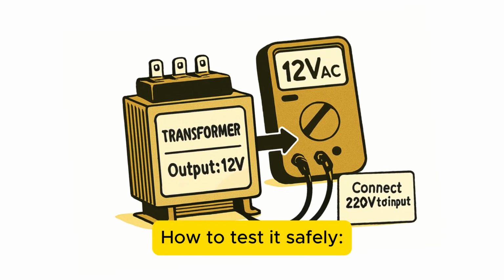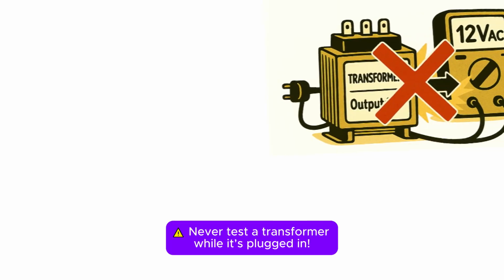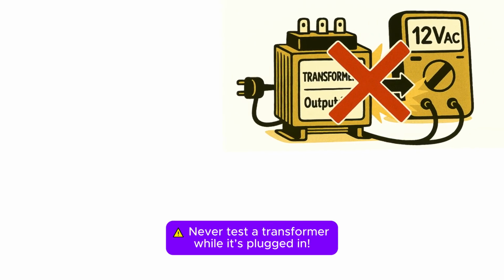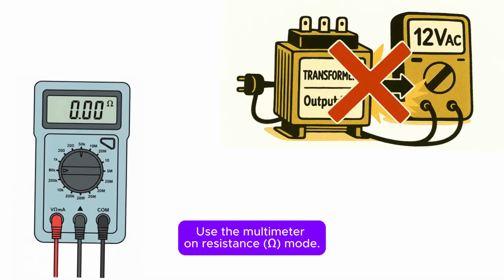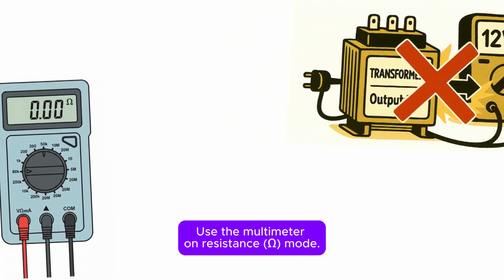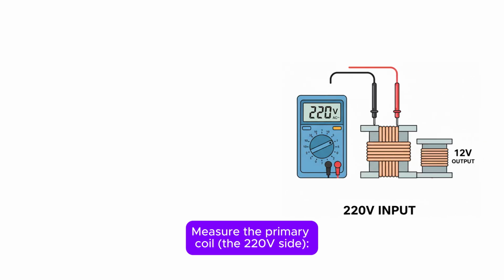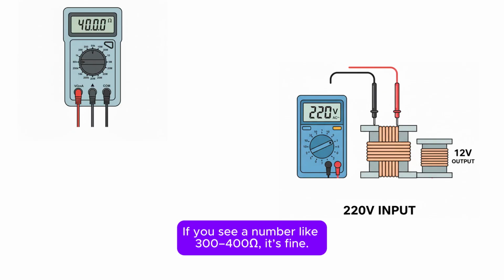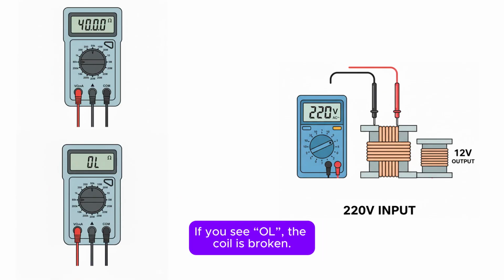How to test it safely? Never test a transformer while it's plugged in. Use the multimeter on resistance, ohm mode. Measure the primary coil, the 220 volt side. If you see a number like 300 to 400 ohms, it's fine. If you see OL, the coil is broken.